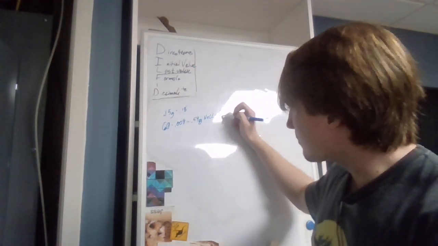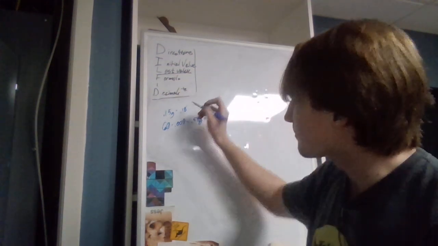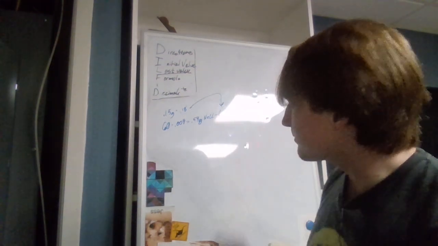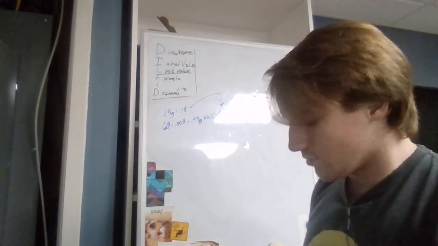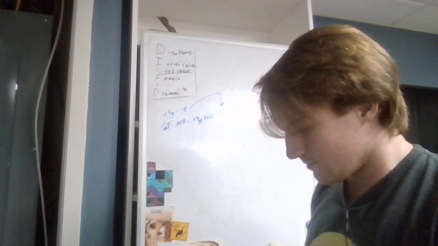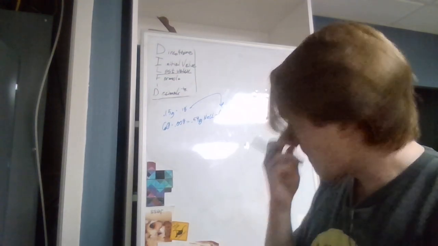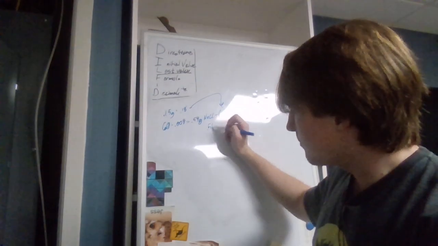parentheses 0.15 times 0.18 for this. That's that equation there. Minus parentheses 0.15 times 0.18 gets us to be 513.